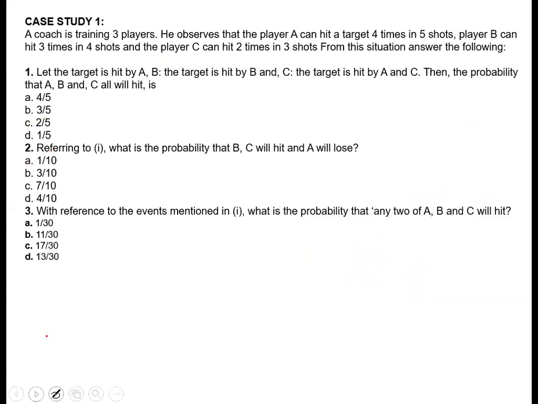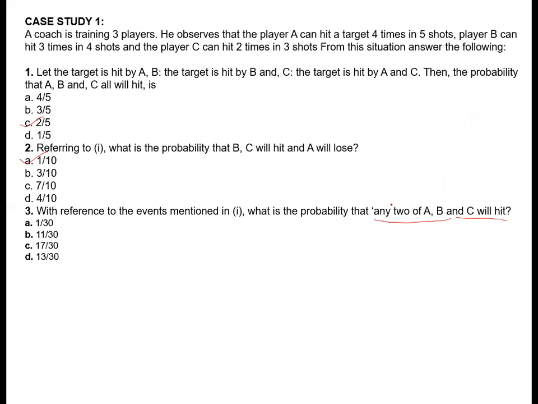Next, this is 2 by 2 and 1 by 2. Coming to third part. With reference to the event mentioned in 1, what is the probability that any two of A, B, C will hit?